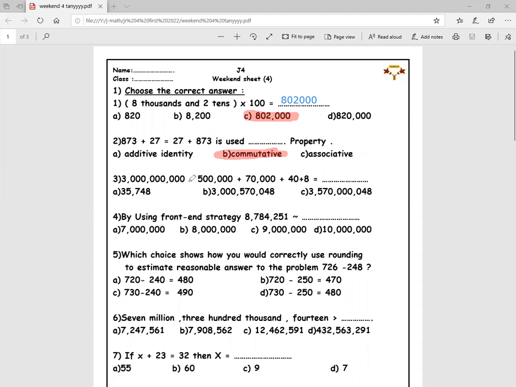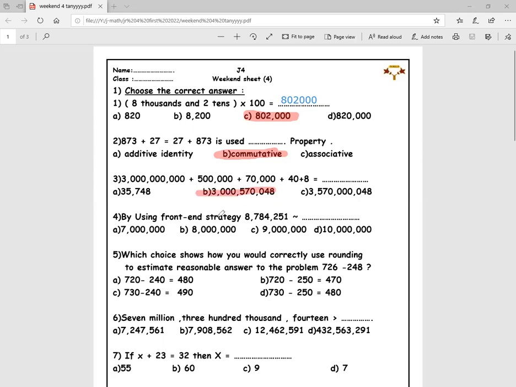3 million plus 500,000 plus 70,000 plus 40 plus 8. So here I have the places and I want to put this number. I have 3 in the millions, nothing in the millions. So this one is not right. What about number B? 3 in the millions, 3 zeros in the ones because there is no one in the million place, and 570 in the thousands, 48. So this is the right answer.